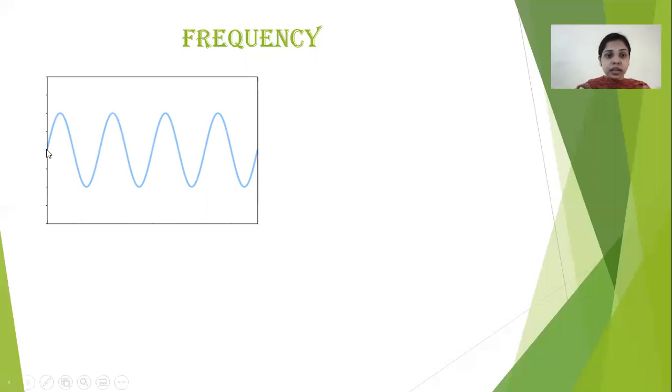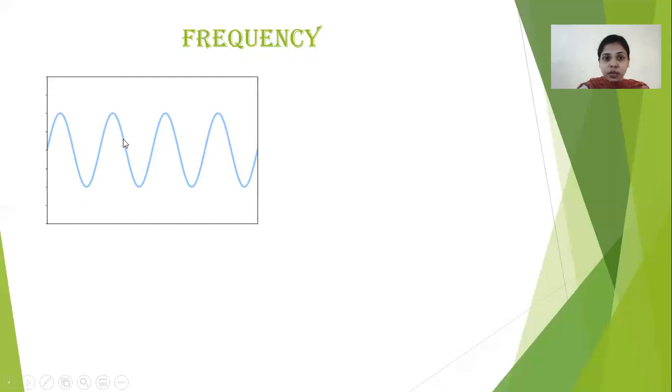See here that these are the number of waves. One wave is complete from this position. This is the starting position of the wave. From this position it starts, it goes up and then comes back down, and at this position, this is one cycle. Okay, this is one cycle, or we can say that this is one wave.